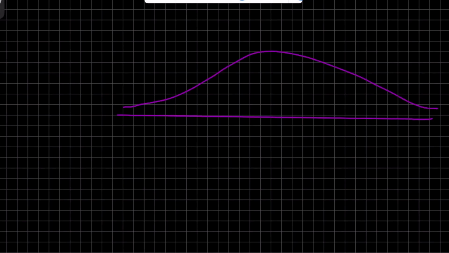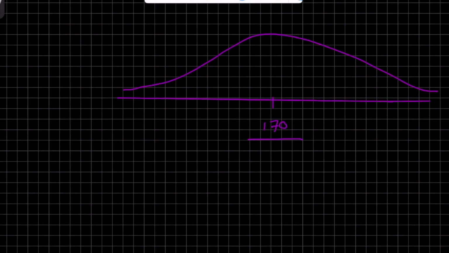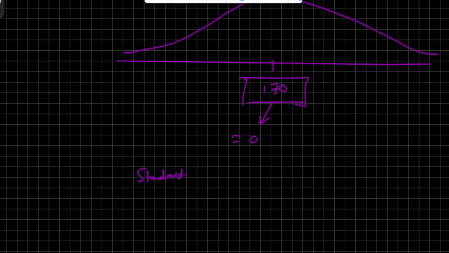Now, we don't always like using a bell curve which has different means and different standard deviations. So we don't always like having a mean of 170. In fact, when we're dealing with probability, we always prefer to have our mean equal 0. So in order to convert this 170 into a 0, we try to standardize our graph. When we're standardizing our graph, we are just trying to make our mean, mu, equal 0, and we're trying to make our standard deviation equal 1.